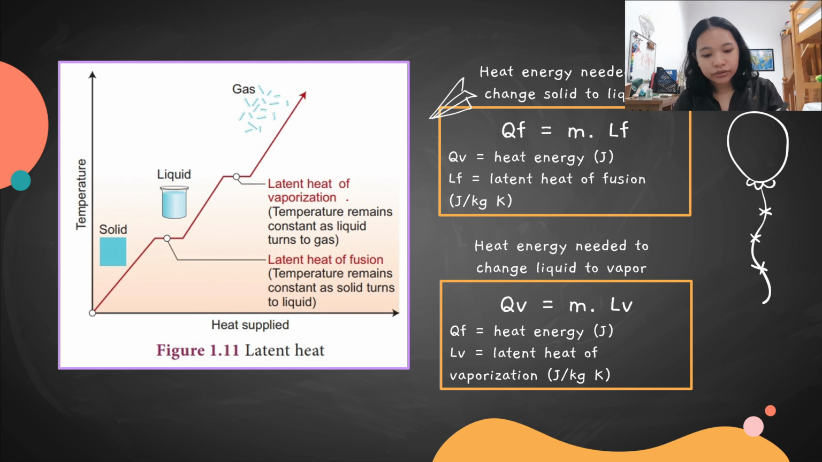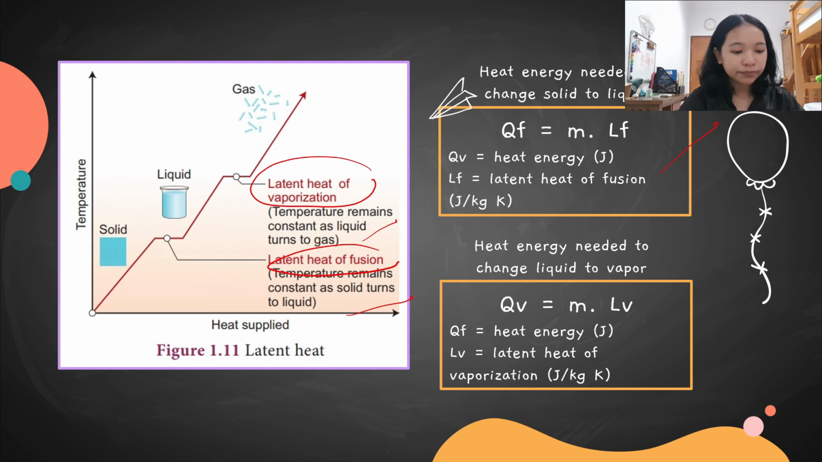Latent heat, so there are two latent heats: latent heat of fusion and latent heat of vaporization. Latent heat of fusion is where temperature remains constant as solid turns to liquid, while vaporization is when temperature remains constant as liquid turns to gas. So this is the formula.